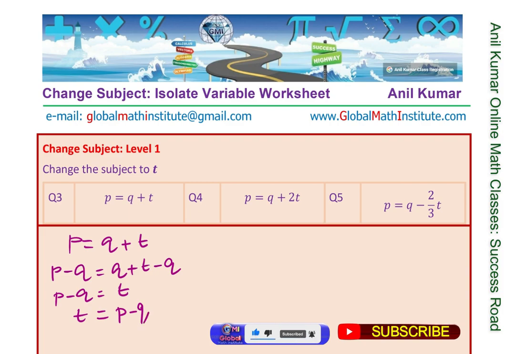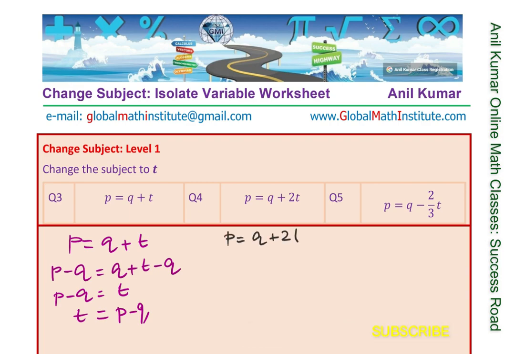Perfect. Next one here is p equals q plus twice t, right? So we'll take away q first. That means p minus q is 2 times t. And now we can divide by 2. So we have p minus q divided by 2 as t. So we can write t equal to p minus q over 2. Make sense?